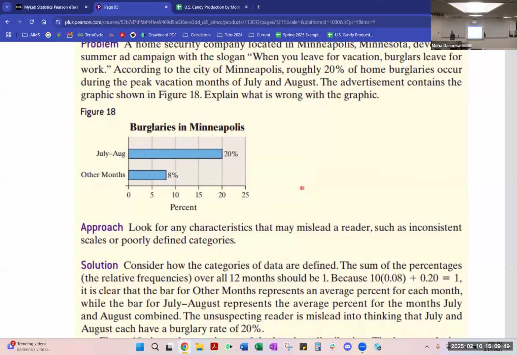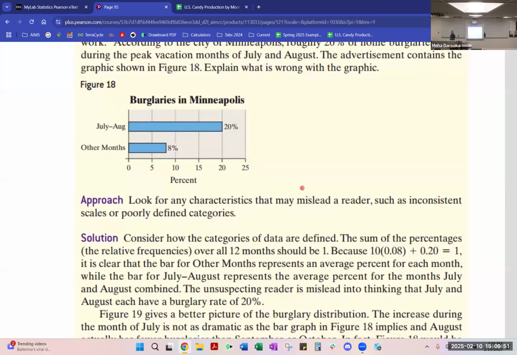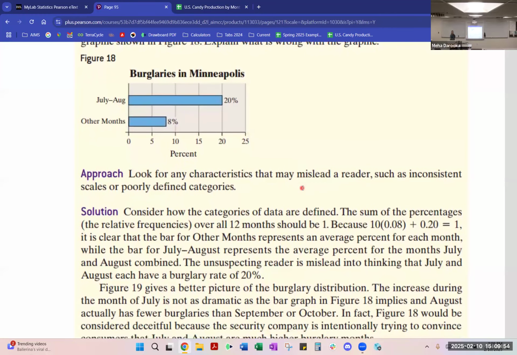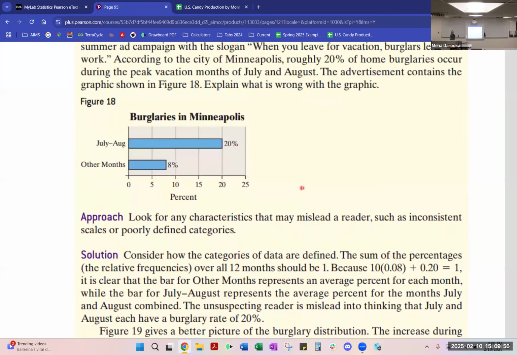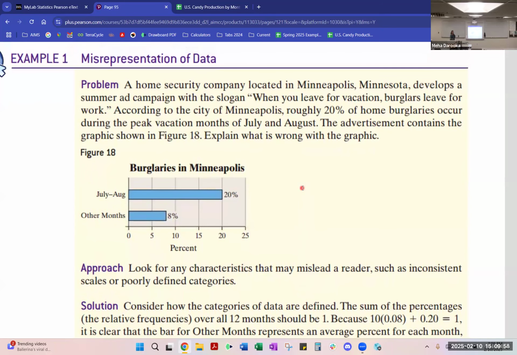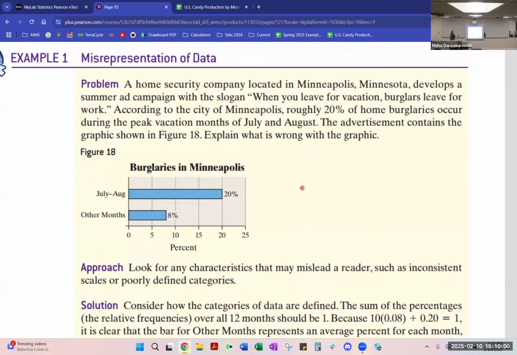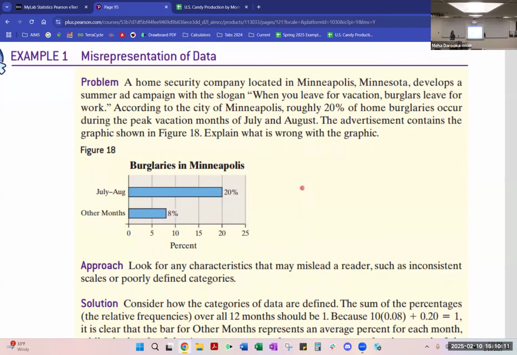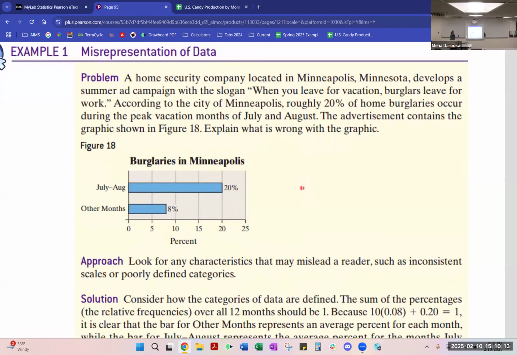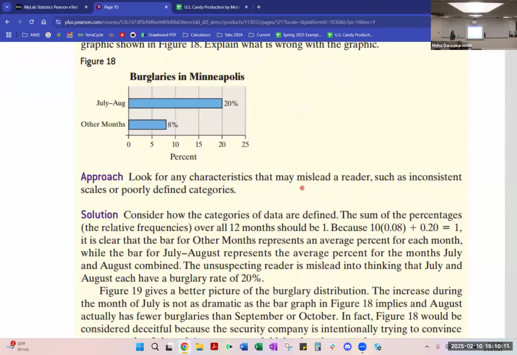So what do you think could be wrong with this graph? I mean, obviously we've got the description here, but before we look at the description, just anything that stands out that you would be suspicious of, like, hey, this is not seeming correct to me. Okay, let's take a look here.